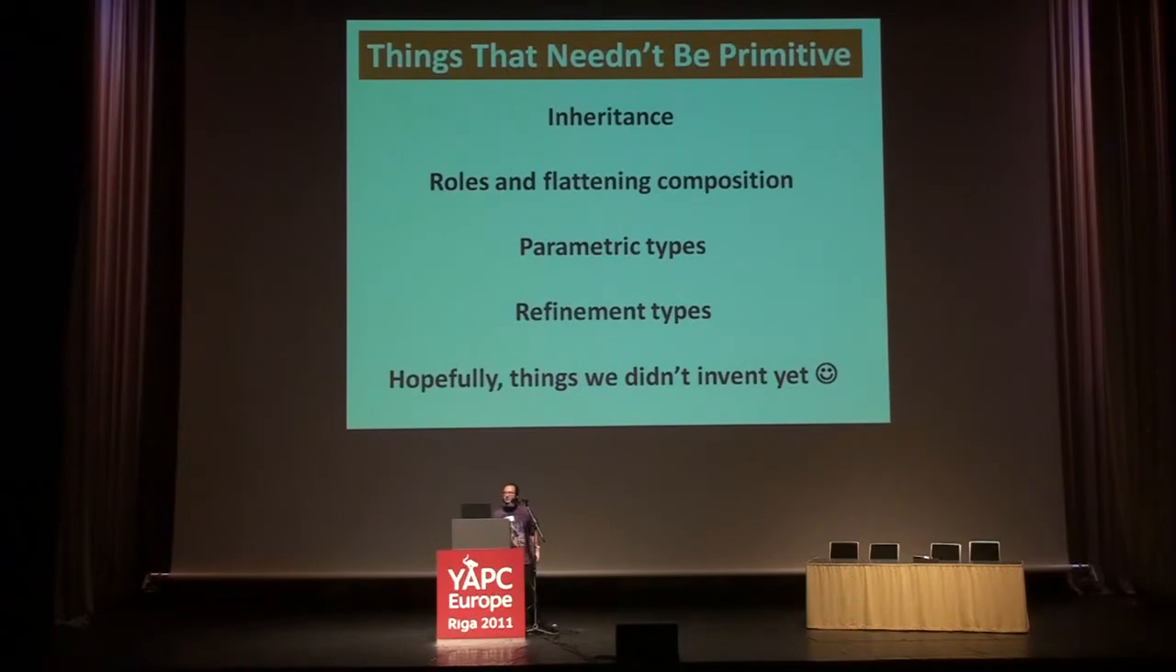So if you take this model, you quickly realize that you don't need an object model core to have any of these things in its core. You don't need it to have inheritance in its core. You don't need it to have roles and flattening composition. You don't need type parametricity to be there. You don't really need the refinement types there either. And interestingly, and probably importantly, you don't need the bits of object orientation that we haven't invented yet to be in there. And this is one of the key things. The thing that told me the underlying model was right was when I took the model and I was able to implement roles without changing anything in the core.